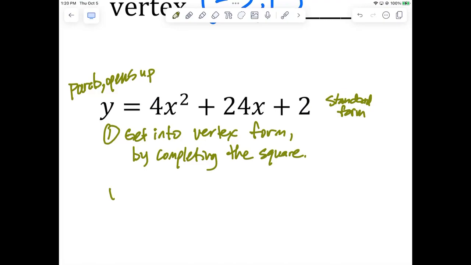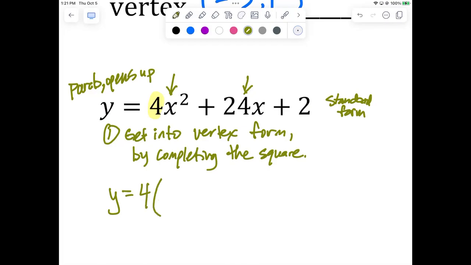We complete the square by saying, all right, I have an x squared term and an x term. We only complete the square on the variable terms. So we have to make sure that the coefficient of the squared term, which is called the leading coefficient, is a 1. Right now it's not a 1, it's a 4. So I factor out that 4 from both the squared term and the non-squared term.